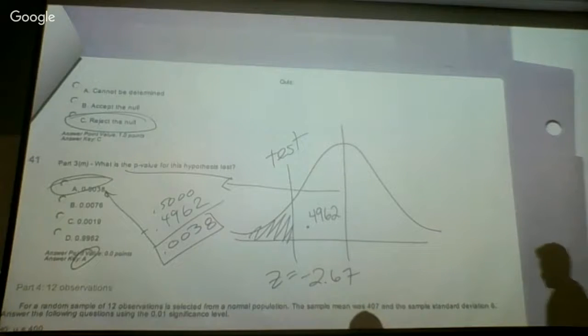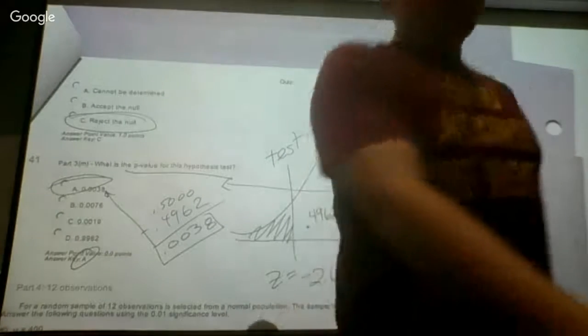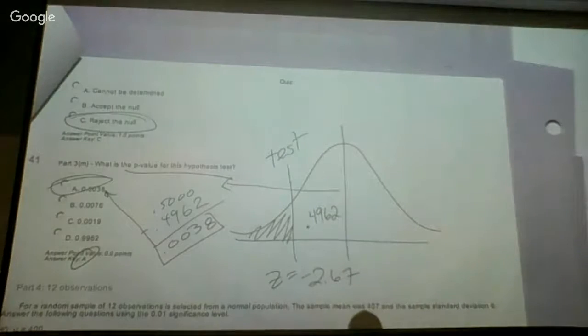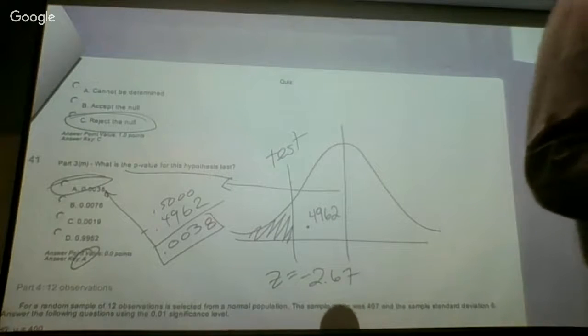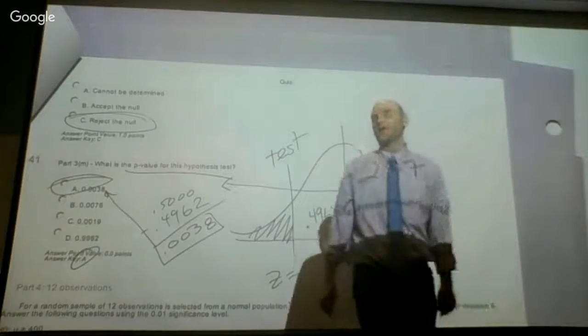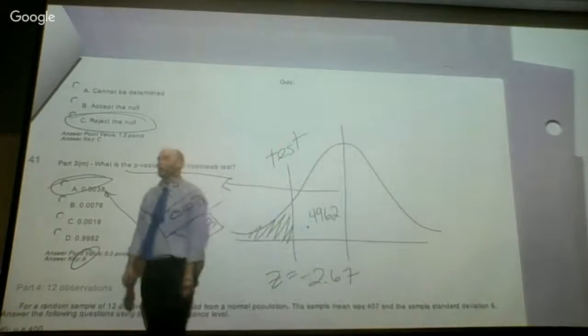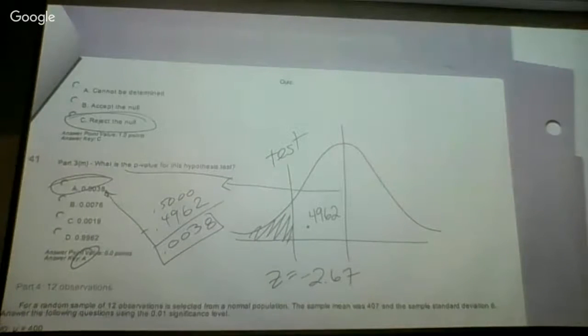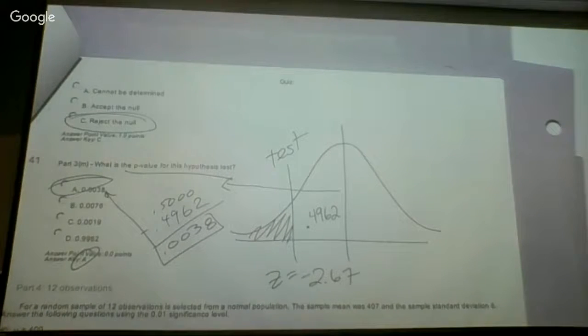How do I feel? Where's the pace? Pardon me? Good pace? I mean, I'm running that hypothesis test about as fast as we can, but I think we're doing okay here.